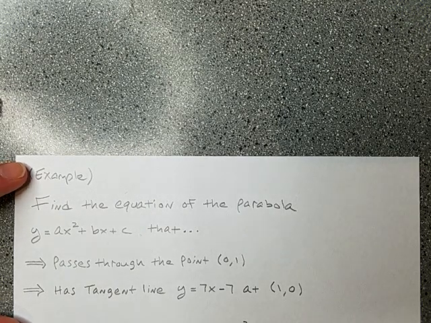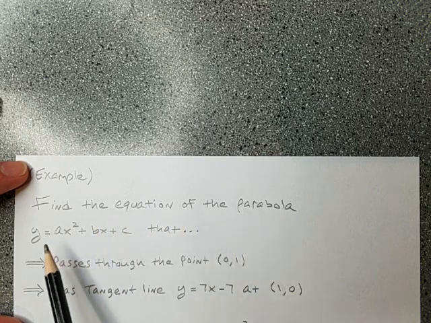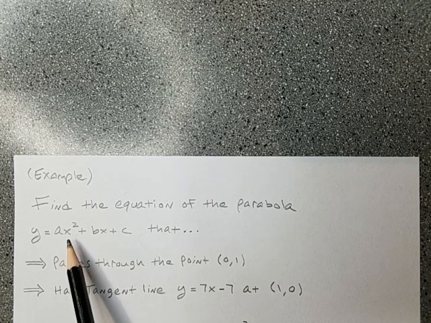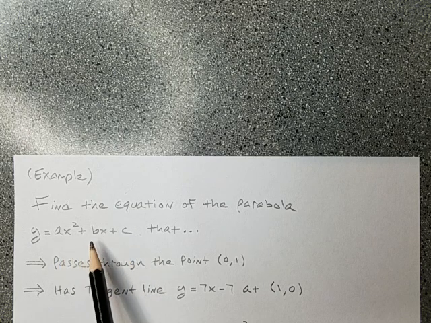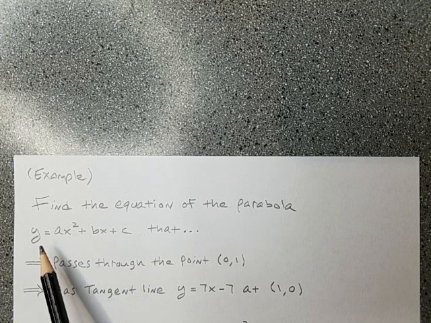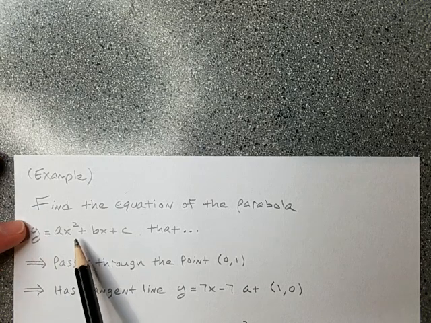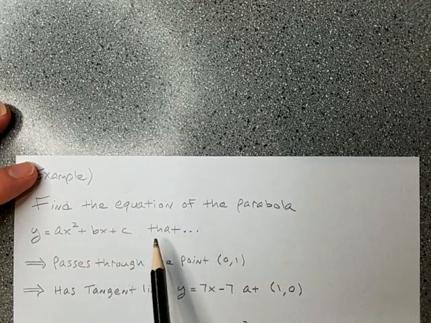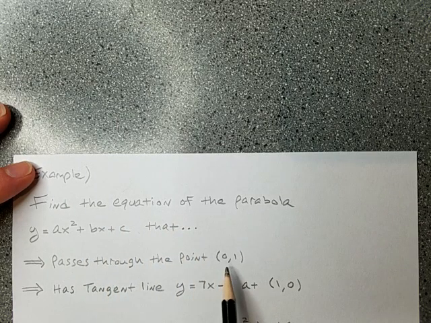And so on. It says find the equation of the parabola, and there's the standard form of a parabola right there, ax squared plus bx plus c. A, b, and c are constants. X is the variable and y is also a variable. X is the independent variable, y is the dependent variable. Find the equation of the parabola that passes through the point 0 for x, 1 for y, and has tangent line y equals 7x minus 7 at the point 1, 0.